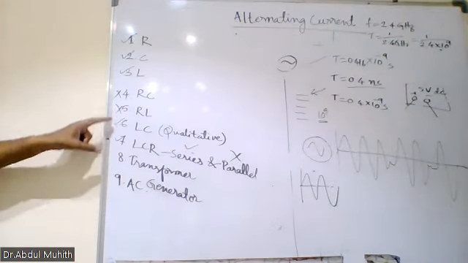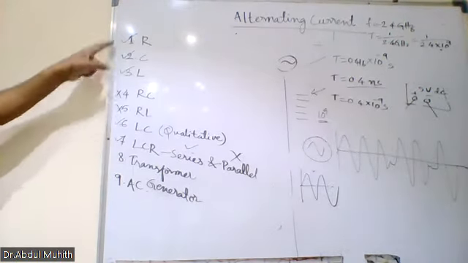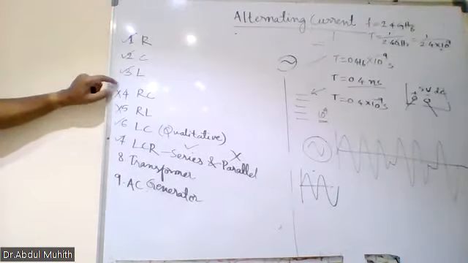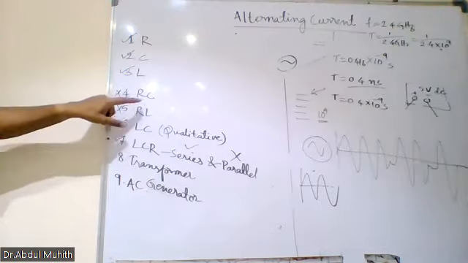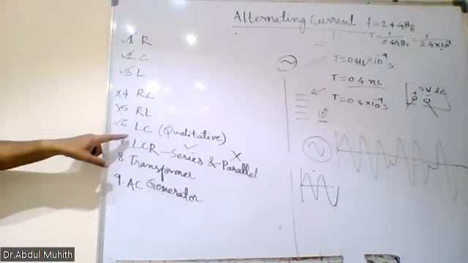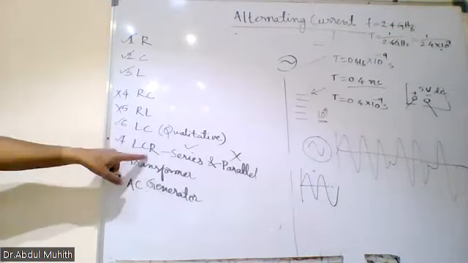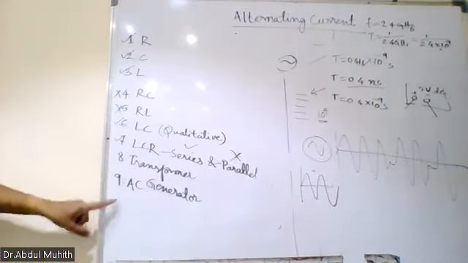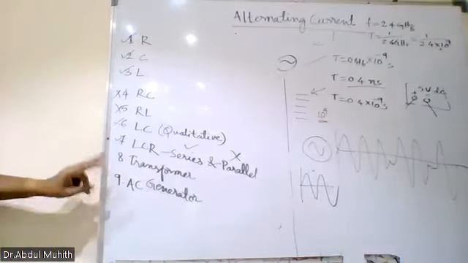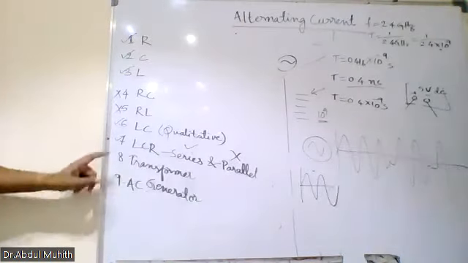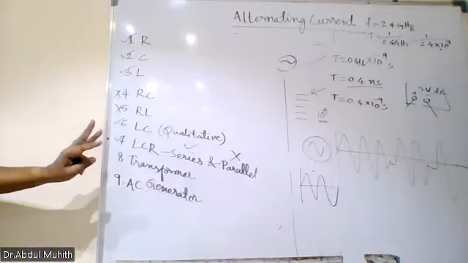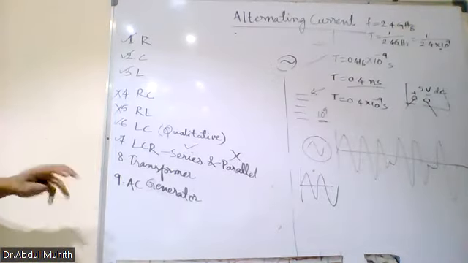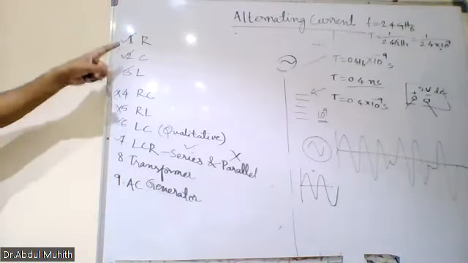But to understand these two, you have to understand these three, the behavior of R, L, and C. R for resistor, C for capacitor, L for inductor. Resistor-capacitor combination, resistor-inductor combination, LC combination, LCR series and parallel. Again, only series is there, parallel is not. Then transformer and AC generator. This is a very small topic, only 4 points, 8 points altogether. You can finish it off. It is small and important also.